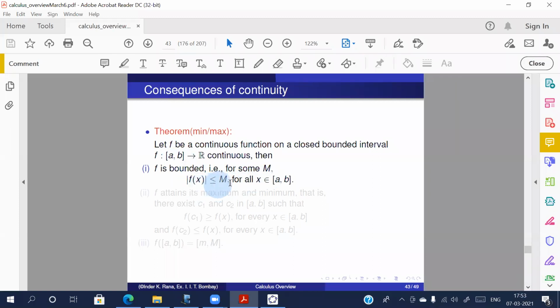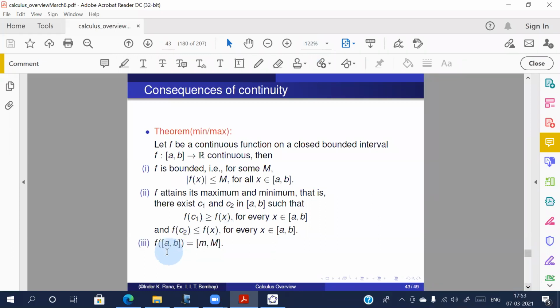That means the range of the function cannot become as large as you want. There is an M such that mod f(x) is less than or equal to M. And not only that, there are points C1 and C2 in the domain where the function attains its values: f of C1 is the maximum and f of C2 is the minimum. That is the same as saying that the range of a closed bounded interval is again a closed bounded interval. This is part of the consequences of continuity.